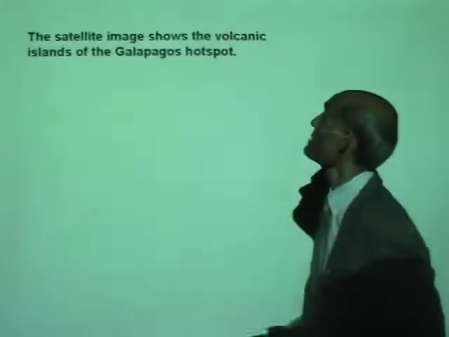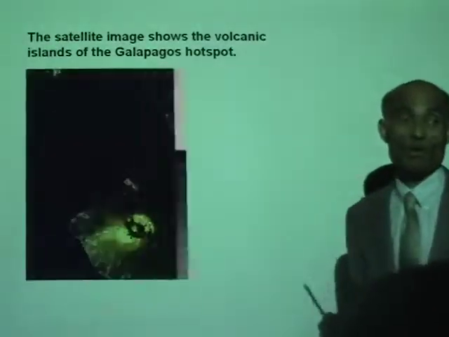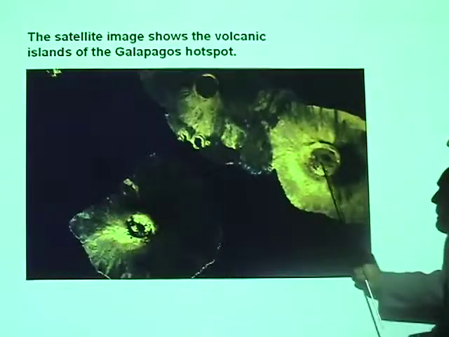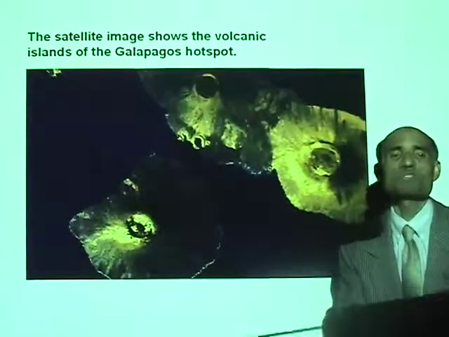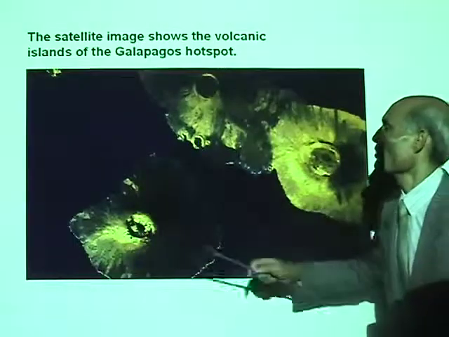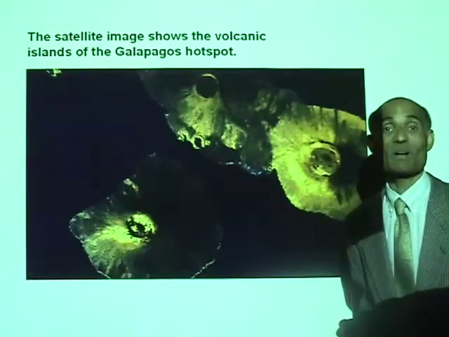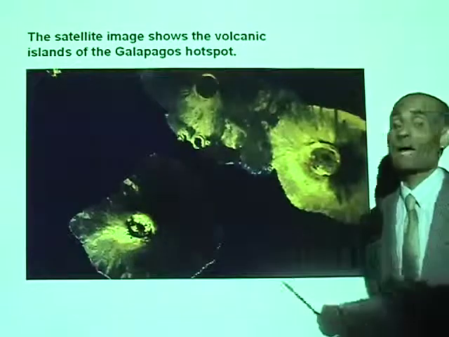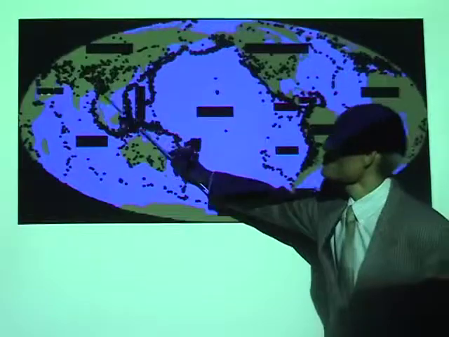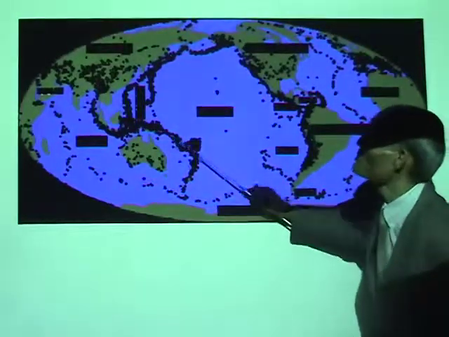The satellite image shows the volcanic islands of Galapagos hotspot. Now these are hotspots, and these hotspots are where the mantle brings out its material, and these are volcanic eruptions, and we have a number of those on the surface of the earth. Our earth is still a volcanically active planet. And if you look at this picture, it shows you where the volcanic activities are most dominant.